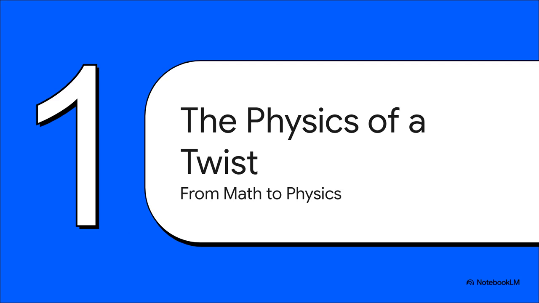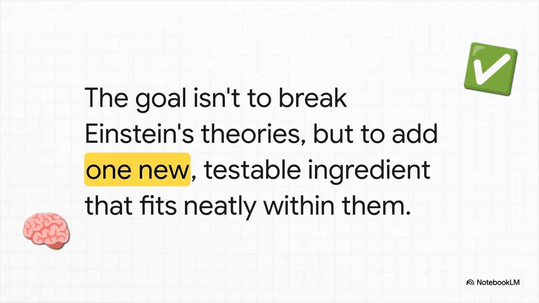Okay, so you've got this mind-bending idea for mathematics, but how do you take something like that and turn it into real-world physics, something that could actually have a measurable effect on the universe? Let's break down how they're trying to do just that. First things first, and this is super important, this research isn't trying to throw Einstein out the window. Not at all. It's actually the opposite. The whole idea is to see if they can add one tiny new ingredient, this twist density, into the existing framework of general relativity, and do it in a way that fits perfectly, and, most importantly, can actually be tested.